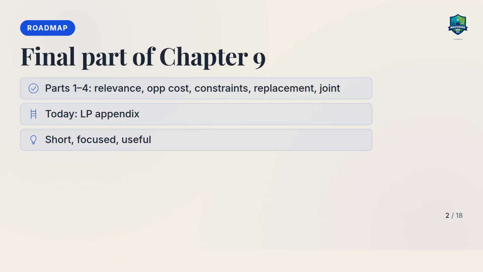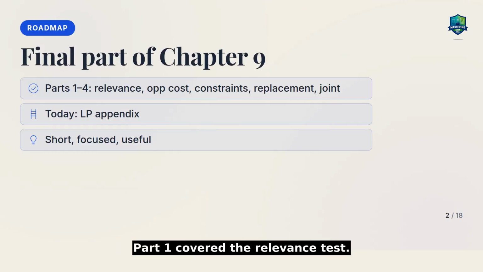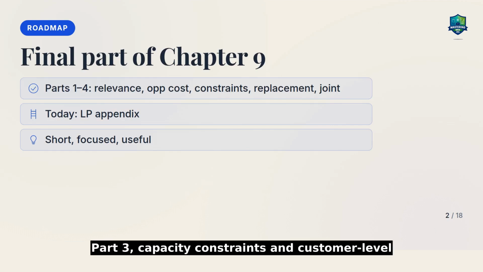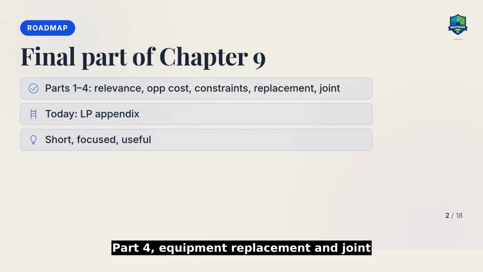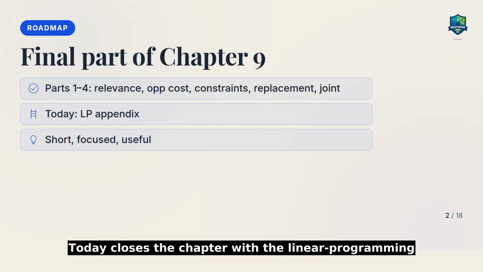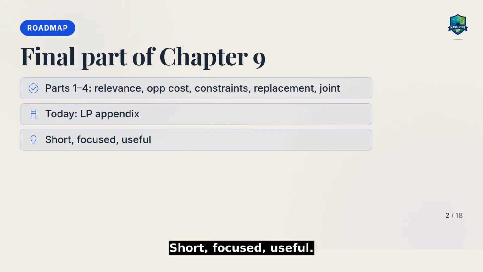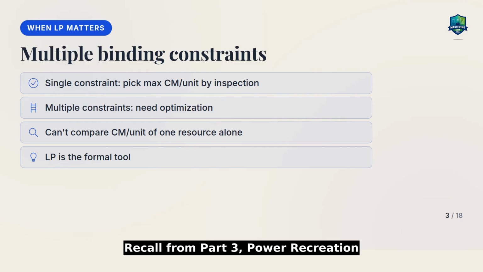Quick orientation. Part 1 covered the relevance test. Part 2, opportunity cost and make or buy. Part 3, capacity constraints and customer level decisions. Part 4, equipment replacement and joint costs. Today closes the chapter with the linear programming appendix. Short, focused, useful. Recall from Part 3.